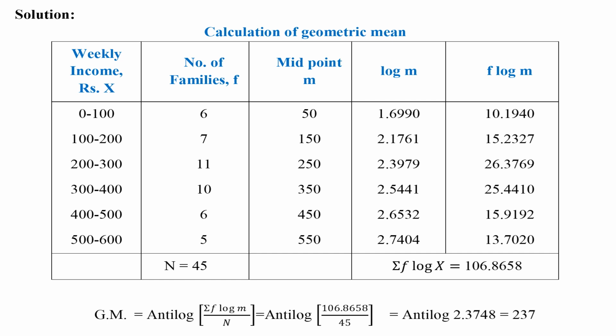In the fourth column, the logarithm of variables mentioned in the third column should be recorded, and then it should be multiplied by respective frequencies mentioned in the second column, and then the sum of all such values should be calculated and divided by the total number of frequencies, which is 45. Then the anti-log of such value should be calculated.